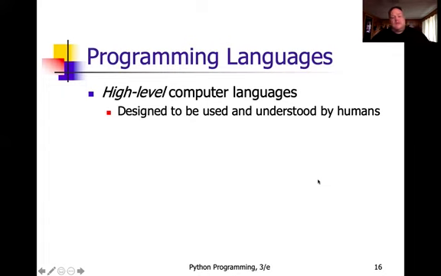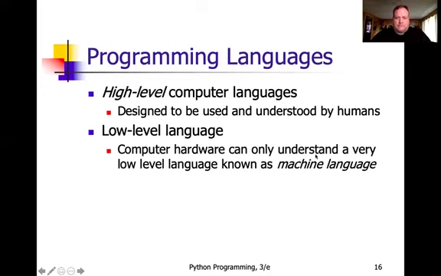All right, so there are several types of programming languages out there. High-level languages, which are designed to be used and understood by humans. Python is a high-level language. Low-level languages, which are only understood by computers. So what happens is we actually write our programs in high-level languages. And then tools like IDLE, the Python utility that you install on your computer, converts those high-level languages to low-level languages that the computer can actually execute.